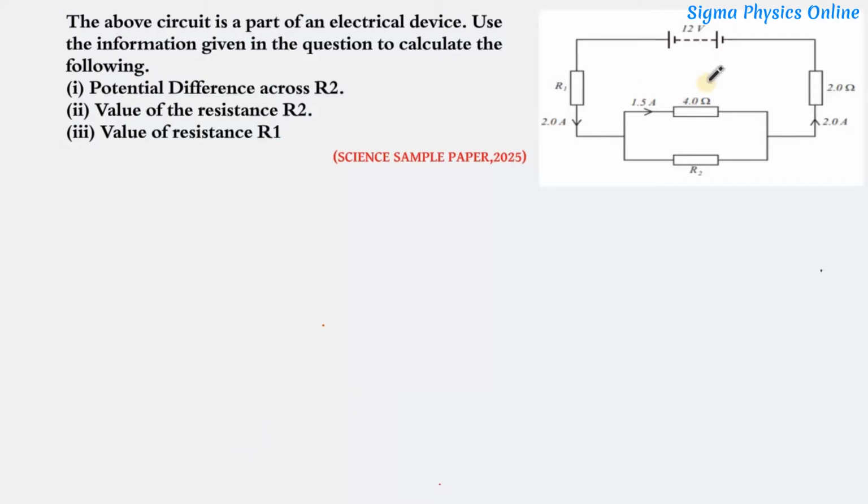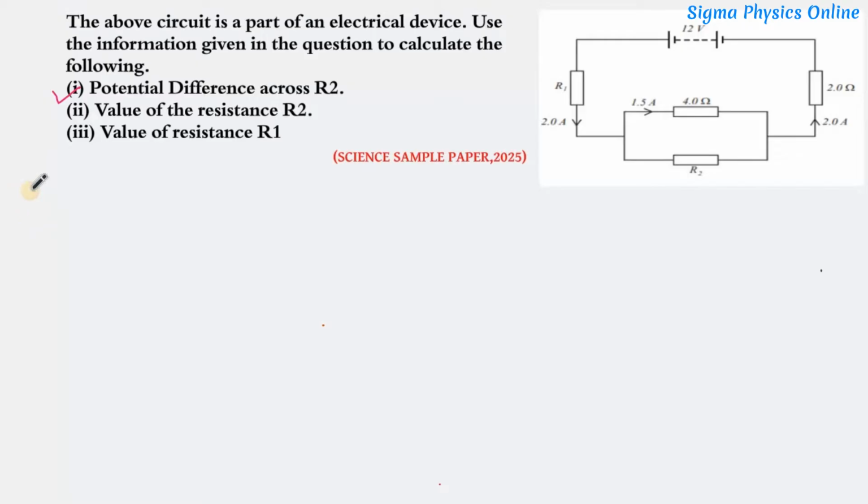So let's have a look at the circuit diagram first. Here we have a circuit diagram in which there are a few resistors connected, and we see that these two resistors, this 4 ohm and R2, are connected in parallel with each other, and R1 and this 2 ohm resistor are connected in series with this one. Now we have to find out the potential difference across R2 as the first question.